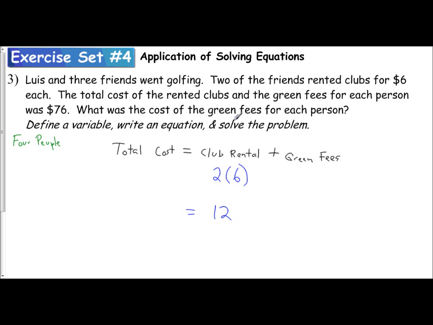Well, we don't know what the green fees are. We're even asked, what was the cost of the green fees? That tells us what our variable is. So if you ever want to know what you need to make your variable, majority of the time, if you look at the question and what you're trying to find, it tells you what your variable is. And so I'm going to let x be the cost of green fees.